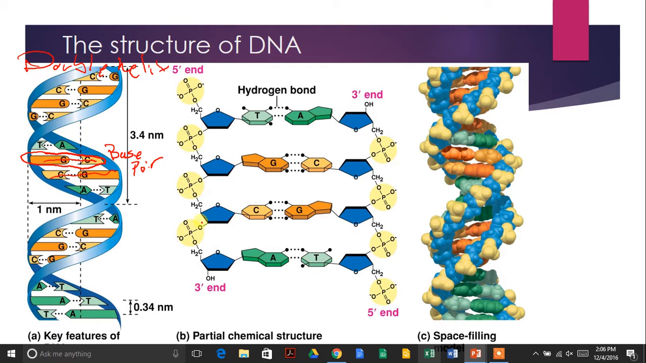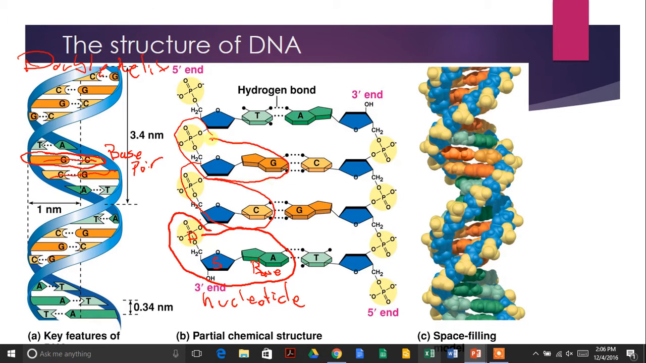DNA is made up of monomers. It's a polymer made up of a monomer, and the monomer is a nucleotide. One nucleotide is made up of a deoxyribose sugar, a phosphate group that's attached to the sugar, and a nitrogenous base that's attached to the sugar, like this. So it's made up of repeating units of these nucleotides over and over again.